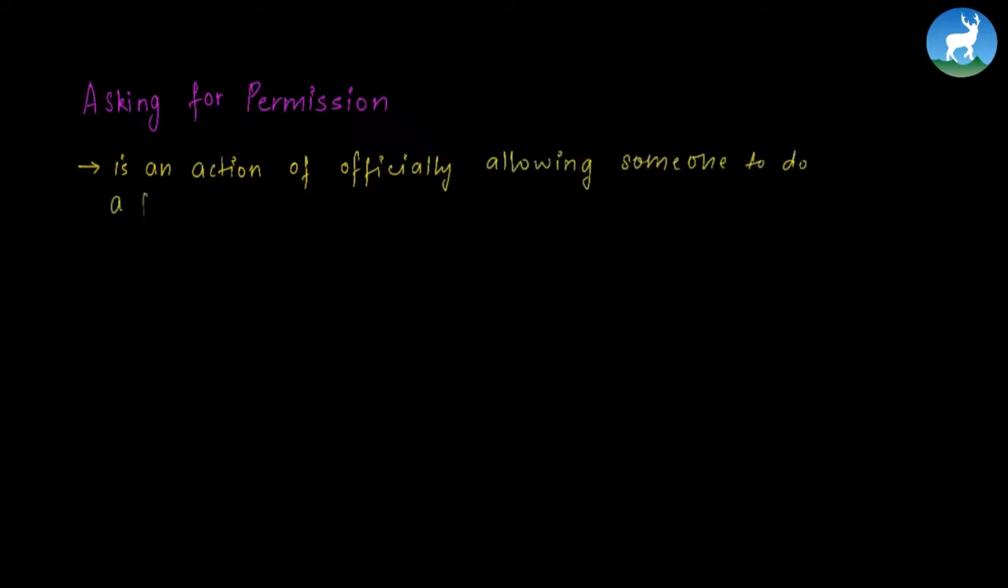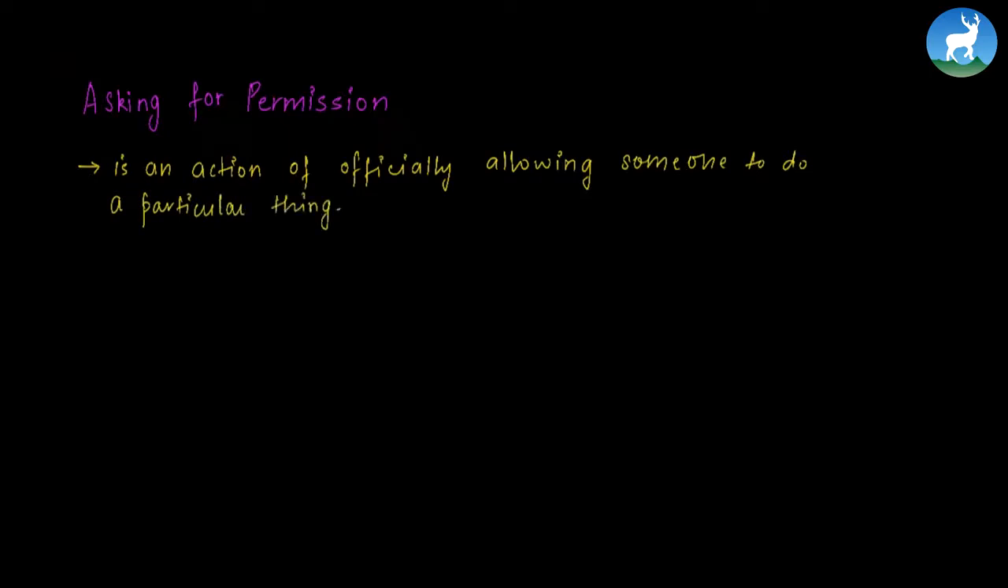So let's begin by asking you a question about what permission actually is. So what is a permission? Well, according to the Cambridge Dictionary, permission is an action of officially allowing someone to do a particular thing. So let's write it down. Permission is an action of officially allowing someone to do a particular thing.